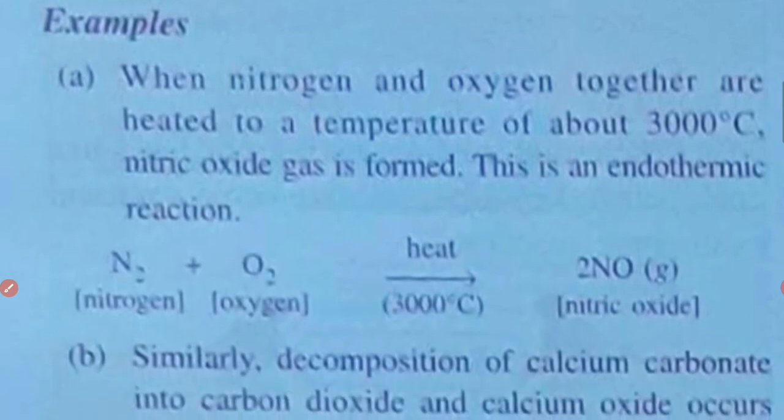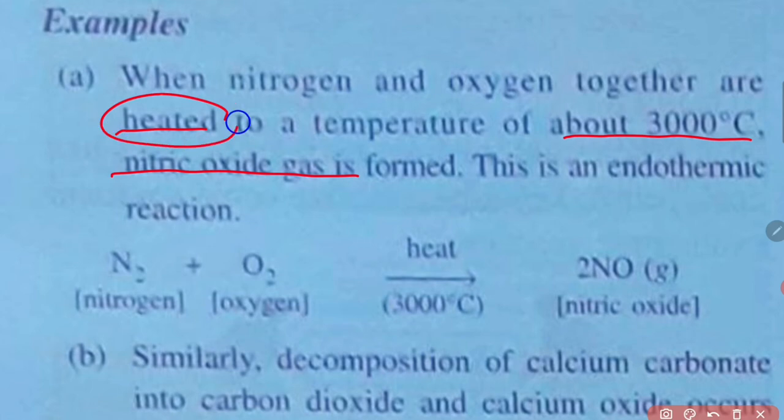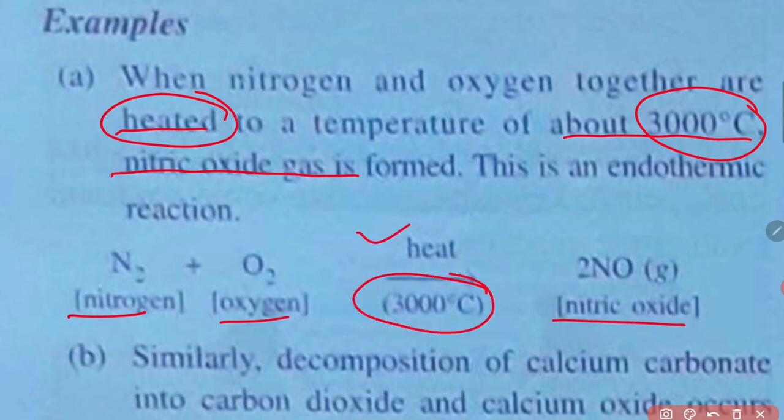Example number 1: when nitrogen and oxygen together are heated to a temperature of about 3000 degrees Celsius, nitric oxide gas is formed. This is an endothermic reaction because it is absorbing heat. The reaction is taking place at nearly 3000 degrees Celsius. As you can see here, nitrogen reacts with oxygen to form nitric oxide at a very high temperature because of the absorption of heat energy.